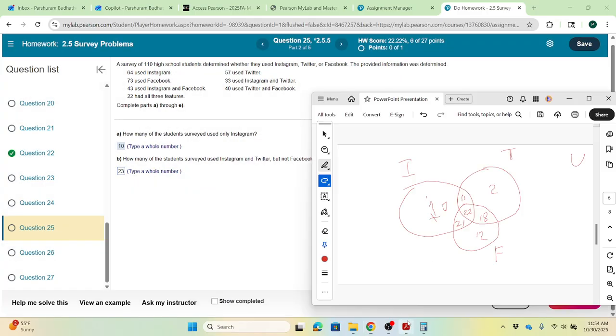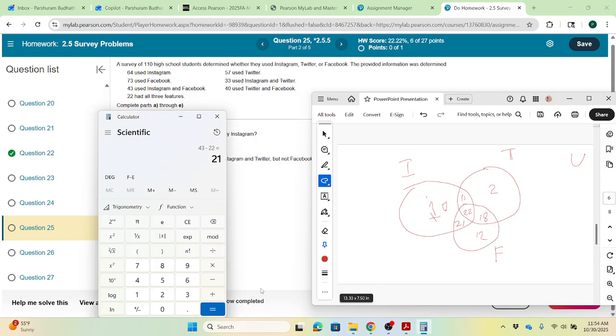Sorry about that. One thing I missed here, I did not calculate the outside of the Facebook. The total student, there are 110 students, right? Out of 110 students, how many of them are here? So let's calculate them. 10 plus 11 plus 22 plus 2 plus 18 plus 21 plus 12. So altogether 96. The rest is 14. They're supposed to be outside.